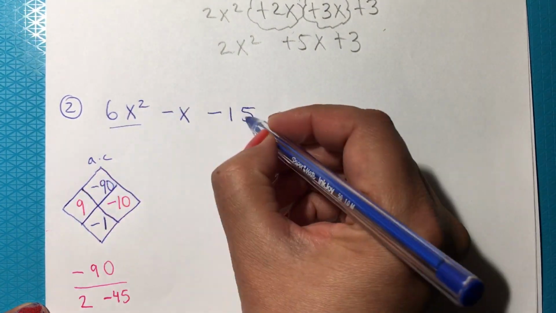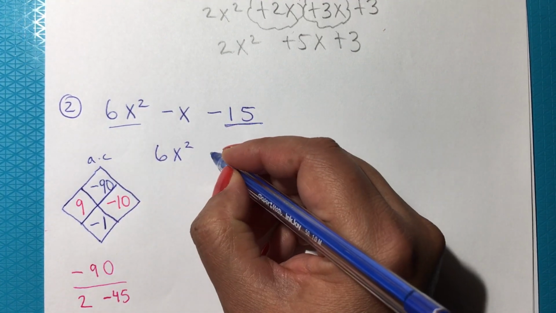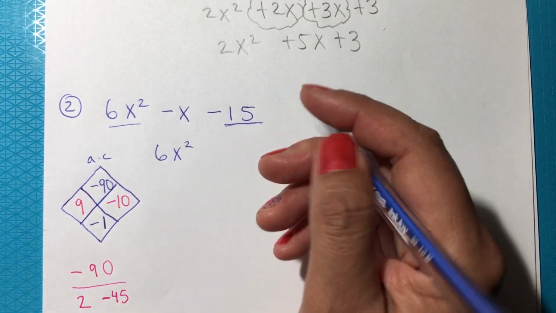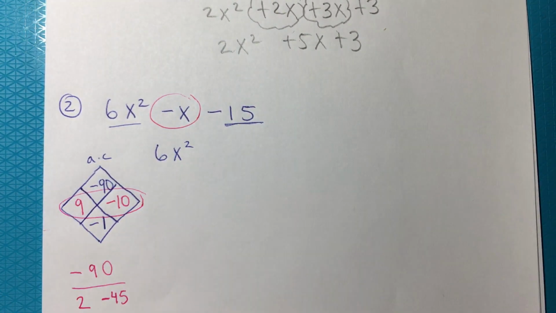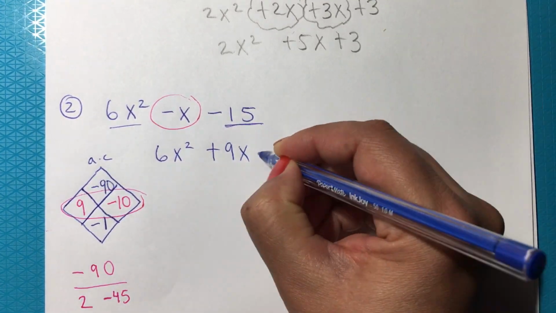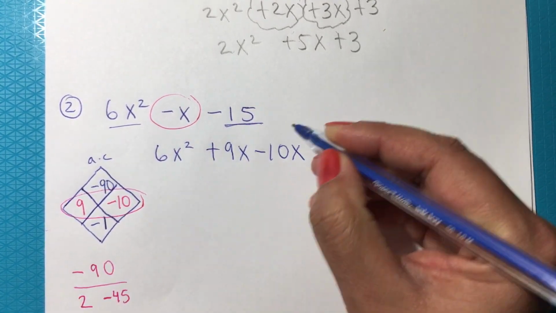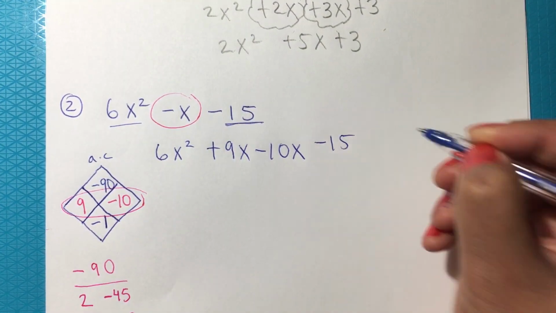So we rewrite the first and last terms. So 6x squared. Then the middle term, it's this 9 minus 10. So positive 9x, negative 10x is my negative x. And bring down the negative 15.